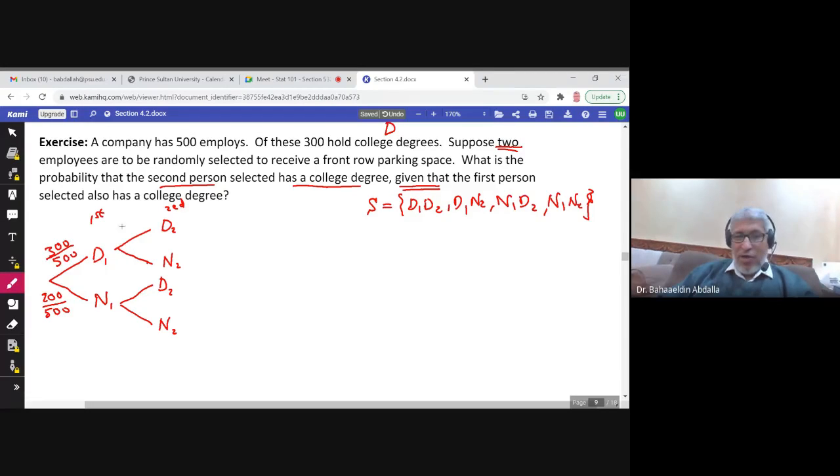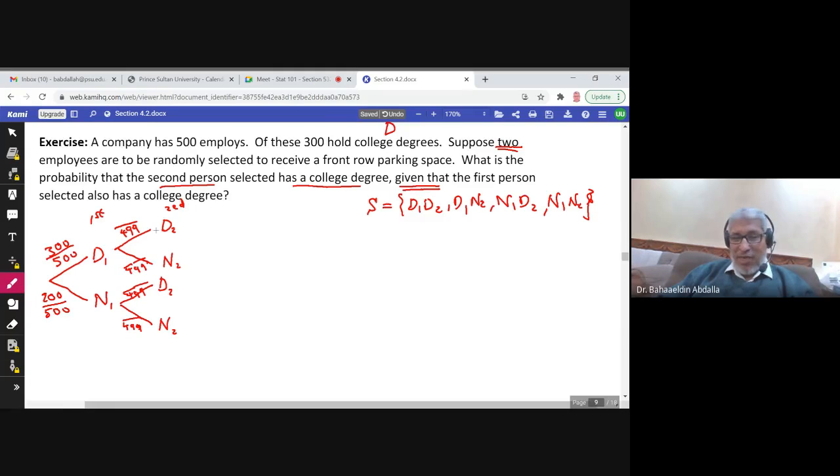Now the number of employees is not 500 because we have selected one of them. So we have still 499. So always we divide here by 499. Always 499 because we have selected one of the employees.